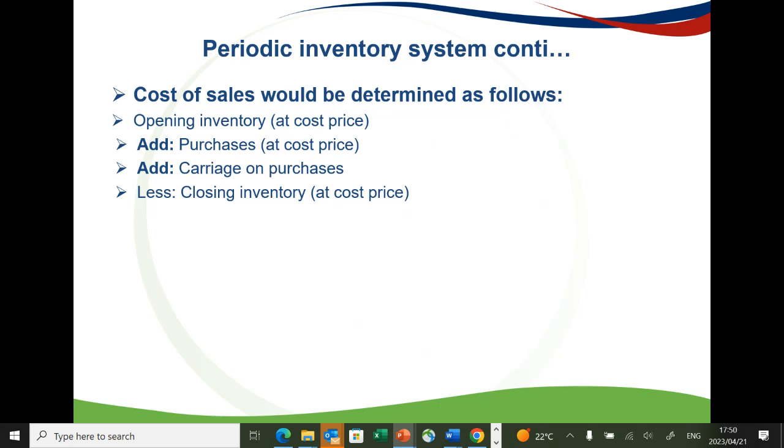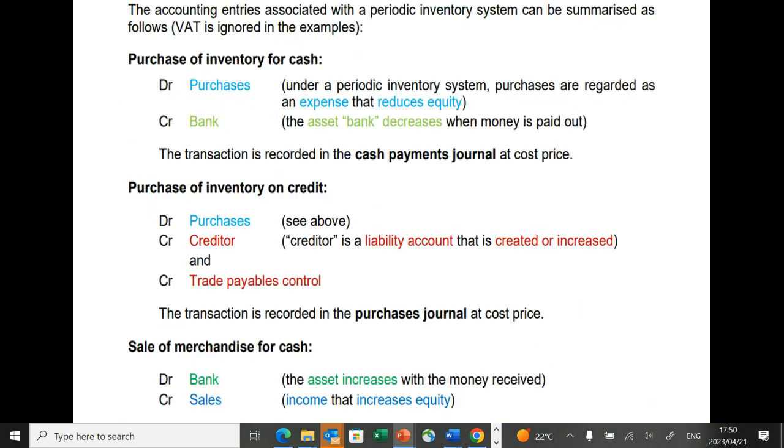If we try to simplify this, we are trying to determine the cost of goods that have been sold. So if we've opened with this inventory, and we also bought this inventory, these were the costs that we have incurred for carriage on purchases, and then we are left with this inventory. The assumption is that whatever is missing has been sold. That is the cost of sales. That's how you determine cost of sales under periodic inventory system.